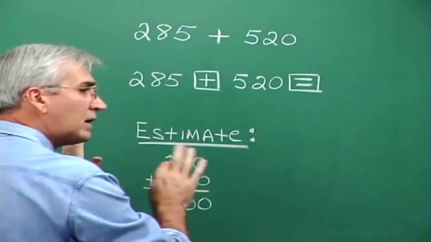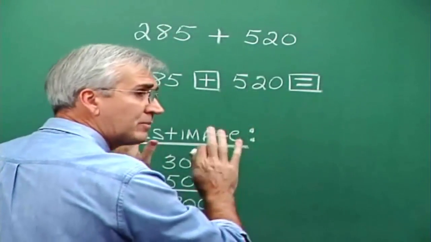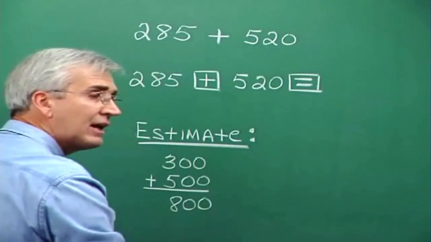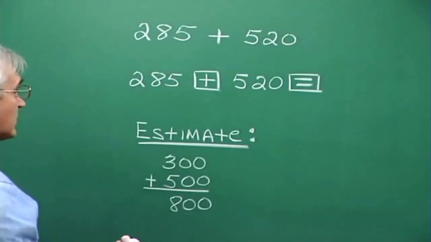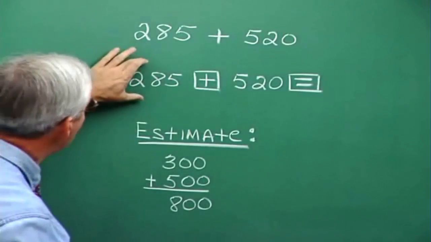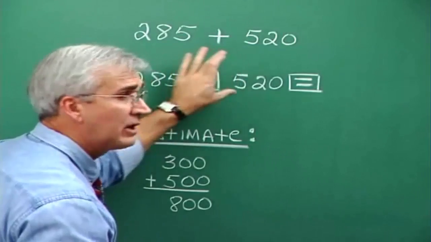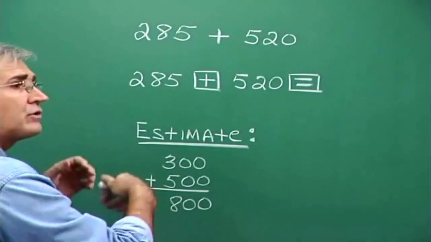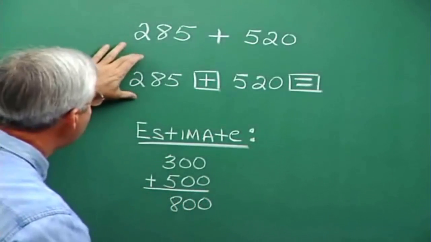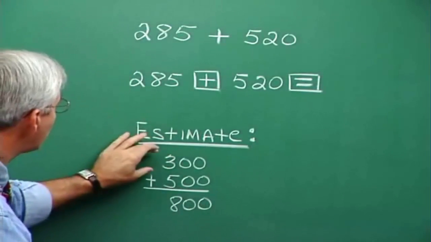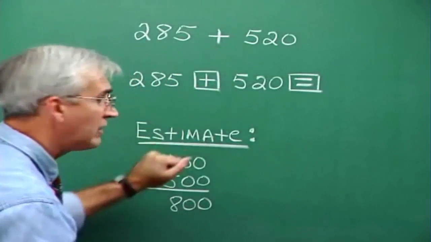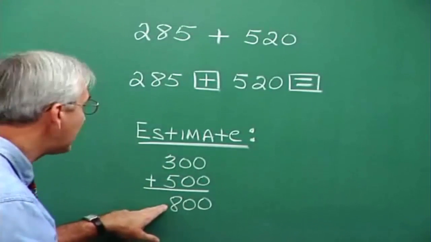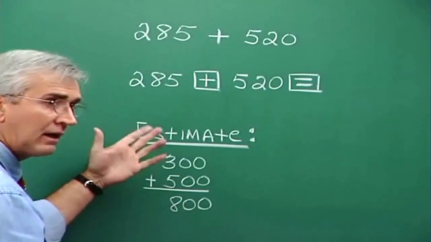And so it might be a good idea to estimate what you expect the answer to be and make sure that the answer is in the neighborhood of the estimate. Now the estimate here is pretty easy to perform. You see, 285 and 520 are both numbers that are in the hundreds, so we might round these numbers to the nearest hundred in order to create our estimate. 285 to the nearest hundred is 300. 520 to the nearest hundred is 500. 300 and 500 is 800, and we could probably accomplish the estimate in our head.